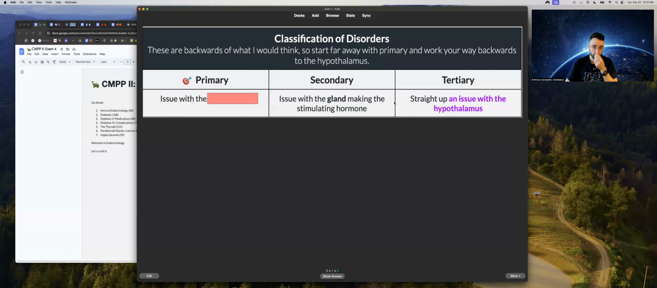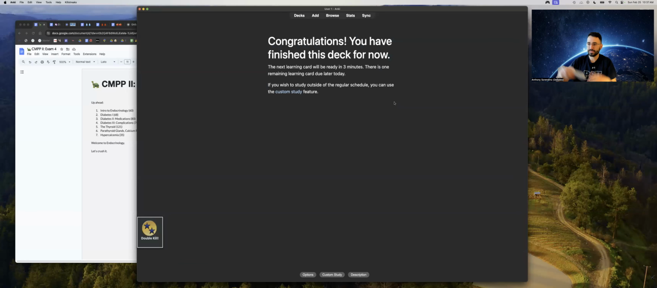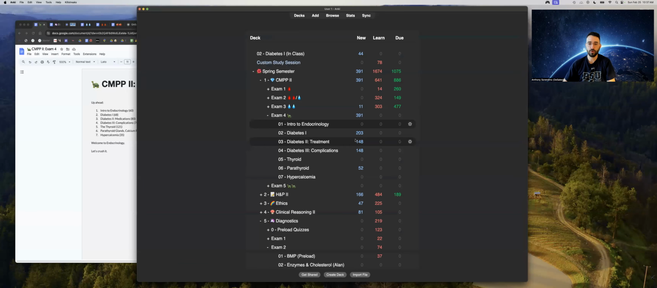Inhibit. Primary is an issue with the target organ. That's it. One entire PowerPoint down.